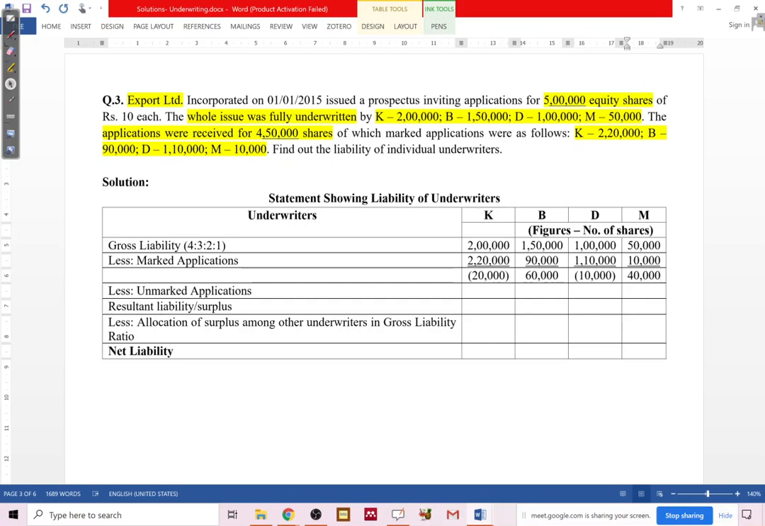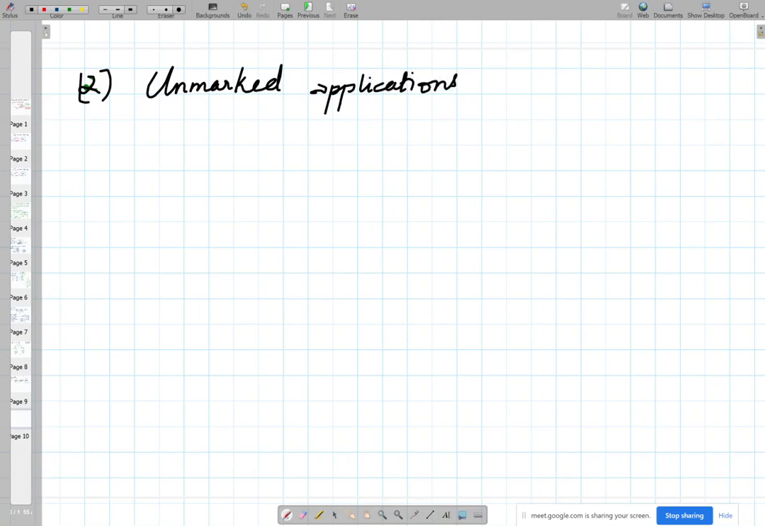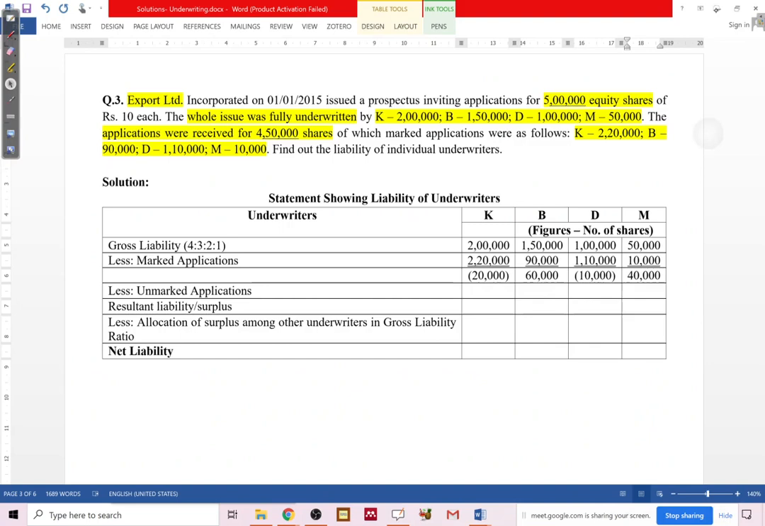Now, we also want to know how many of these applications were unmarked. Right? We did the sorting. All the applications came to the company. We sorted them out. We came to know these many were sold by all those underwriters. And now we want to know how many were unmarked applications. Okay. So, second working note for unmarked. Sometimes the problem may mention to you all by itself how many are unmarked, but that's too easy. You'll most likely get a calculation to do.